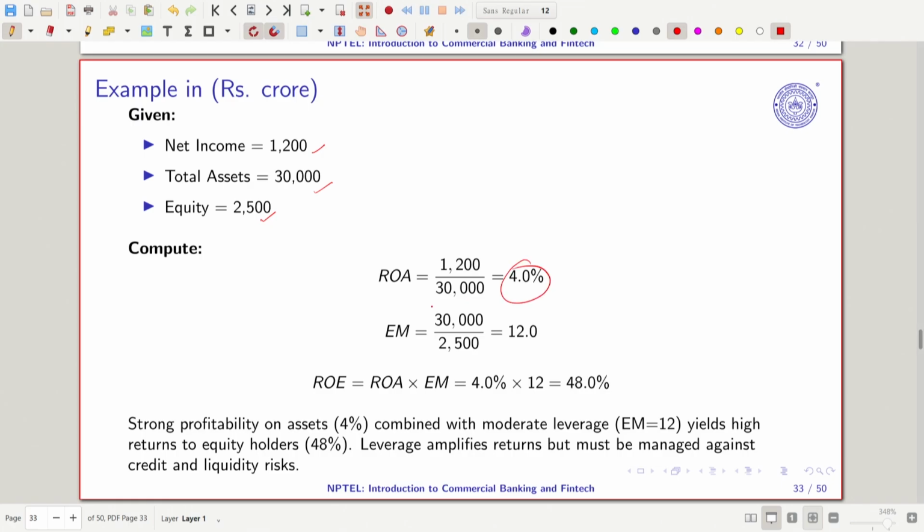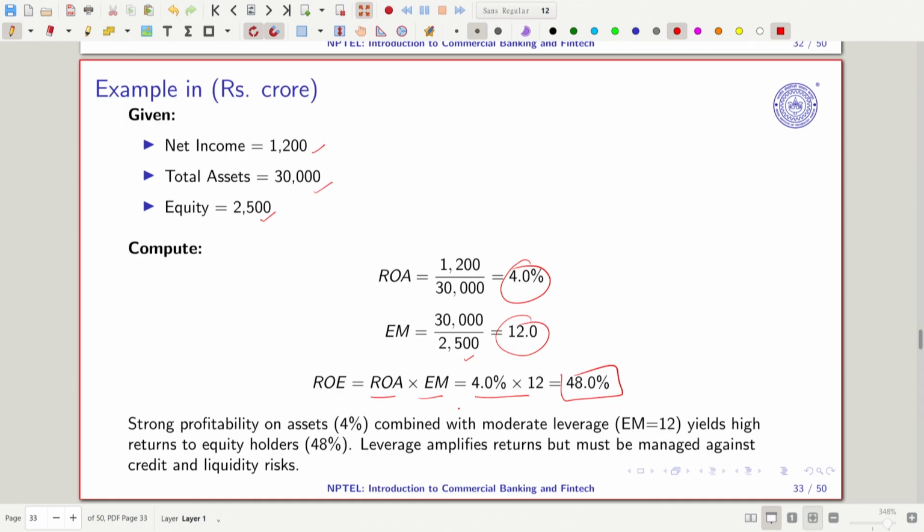Your equity multiplier is how much? It is total assets upon the shareholders' equity. So it is 30,000 upon 2500. So how much is it? It is 12. So how much are you going to get as the return on equity, given your return on assets? So this is ROA into EM. So this is coming out to be 48%.